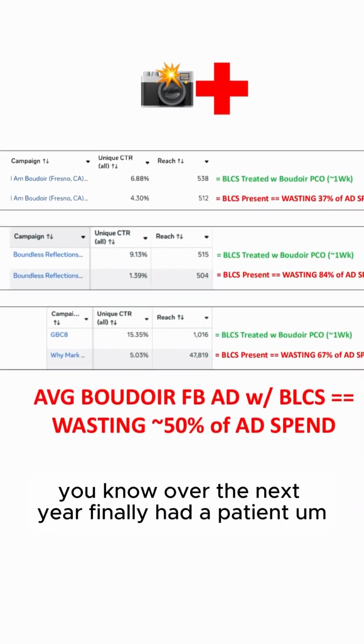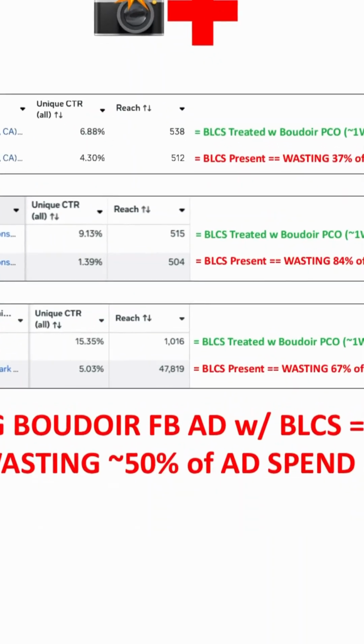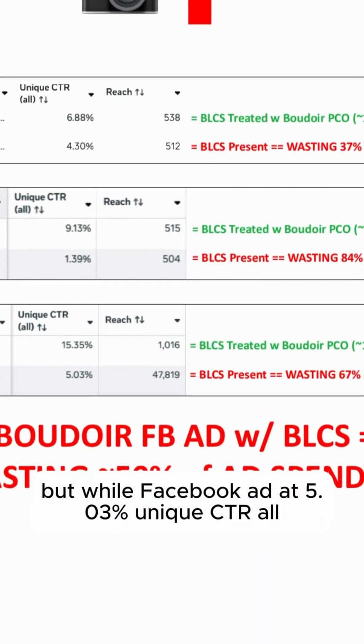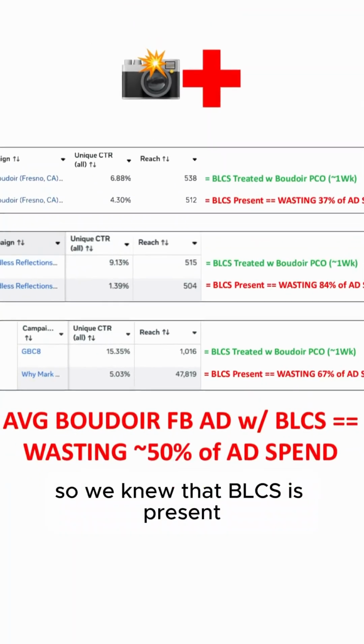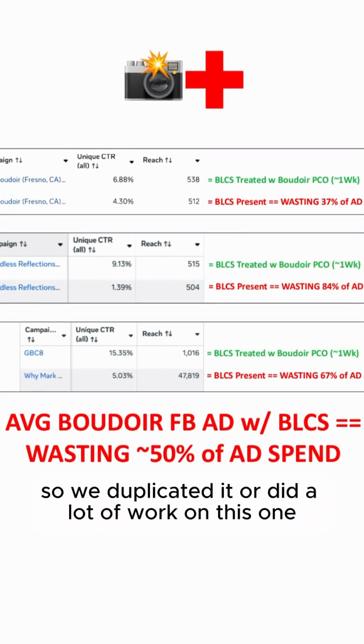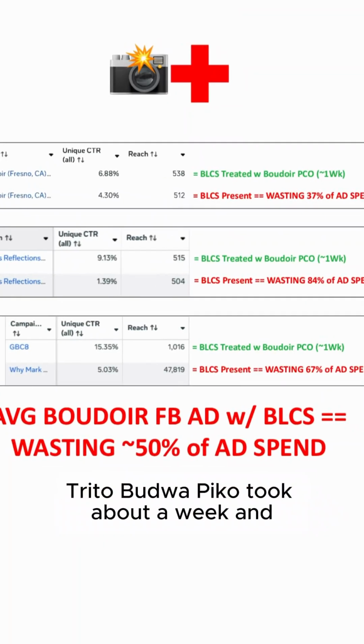Finally, had a patient. That patient came in with a Boudoir Facebook ad at 5.03% unique CTR. So we knew that BLCS was present. So we duplicated it, and did a lot of work on this one. Treated it with Boudoir Pico, took about a week.